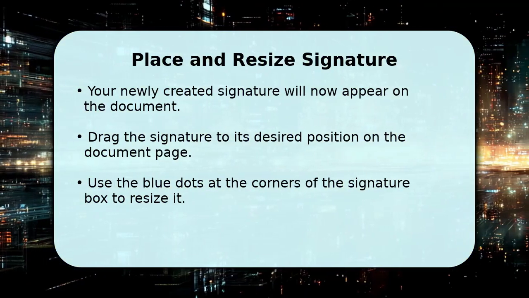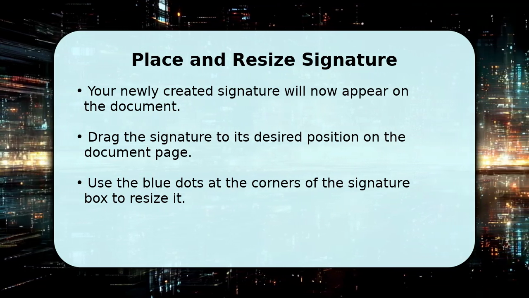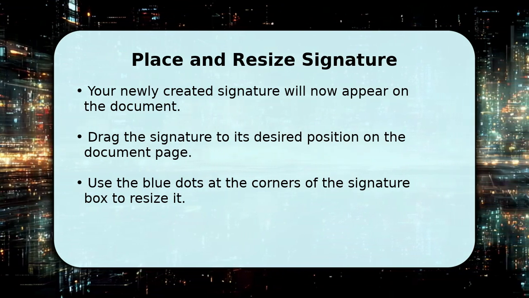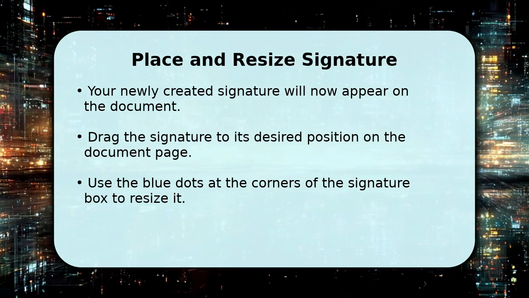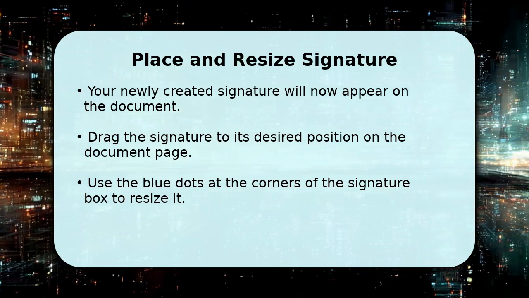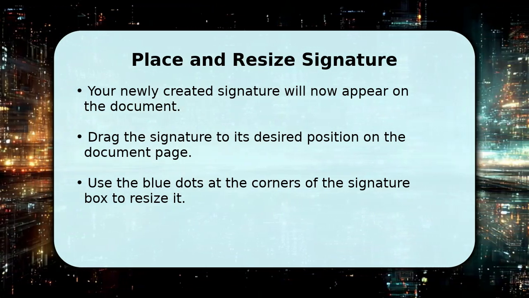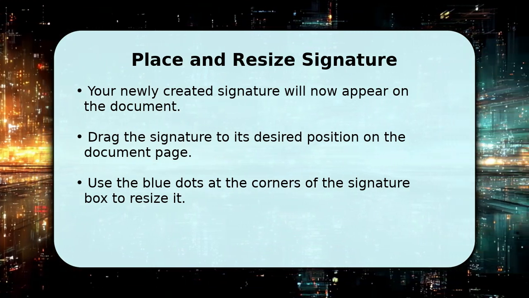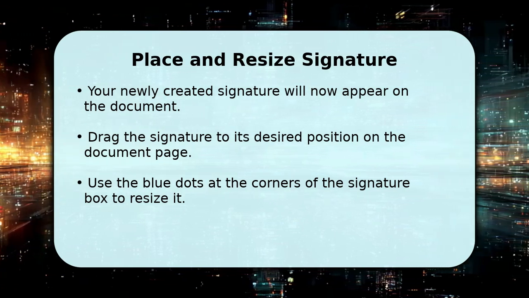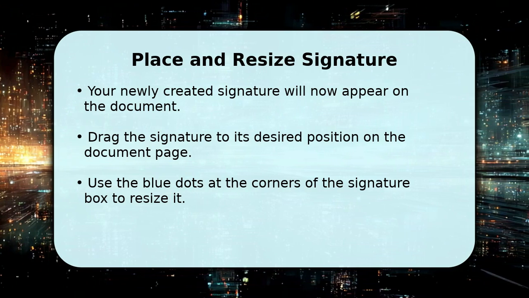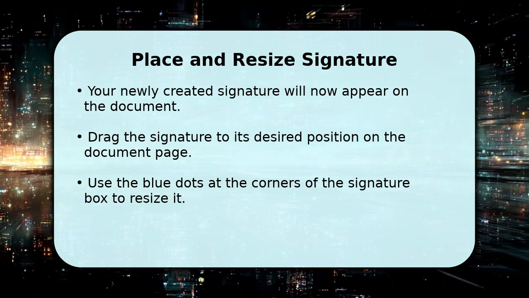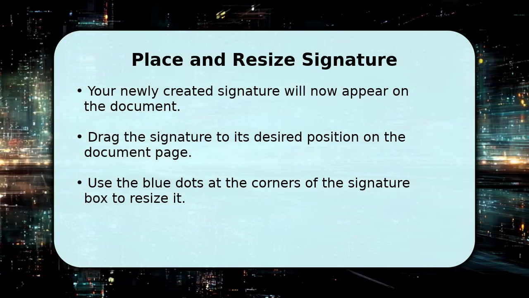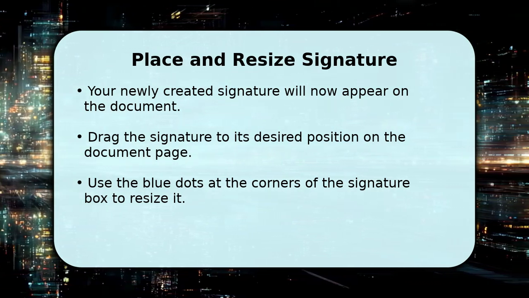Upon tapping Done, your newly created signature will instantly appear as an overlay on your document. You can easily drag this signature with your finger to precisely place it in its correct spot on the document page, ensuring it aligns perfectly with the designated signature line. To adjust its size, simply use the distinct blue dots located at each corner of the signature box. Dragging these dots inward or outward will resize your signature proportionally. If needed, you can also rotate the signature by dragging the rotation handle, giving you complete control over its final appearance and placement.